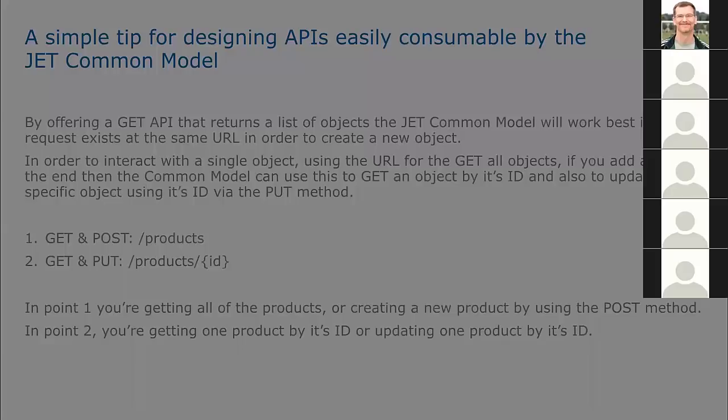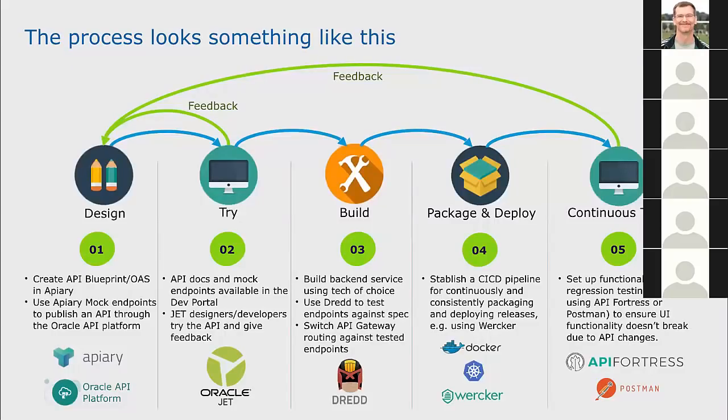So you can use Apiary and API Platform to mock your endpoints and try them out through JET. Then you can introduce Dredd to make sure that there's consistency from design to implementation. And then you can use, for example, Docker or Kubernetes to deploy. It's also important because if your API relies heavily on endpoints, you don't want them to change, because that will break the UI. And that's my 2 cents in this presentation.